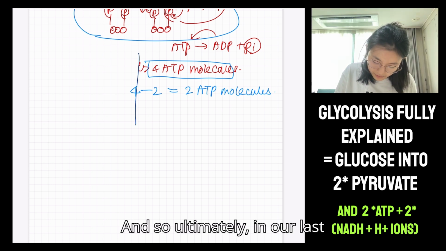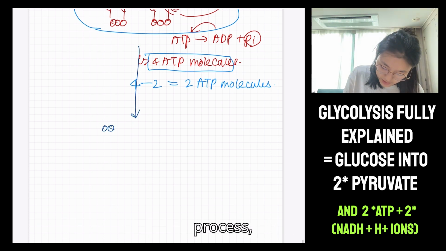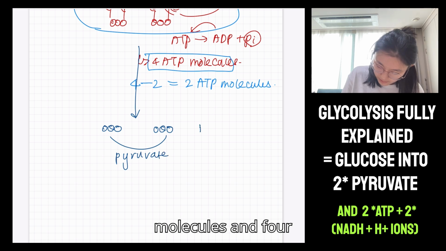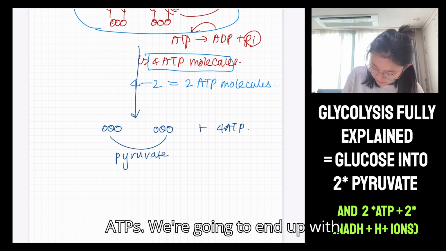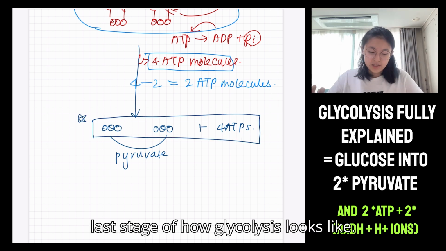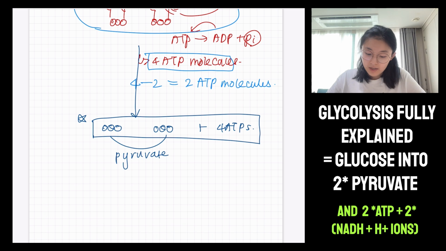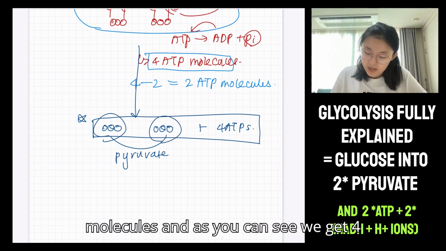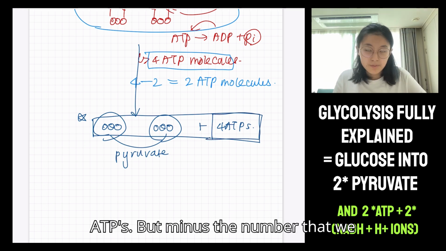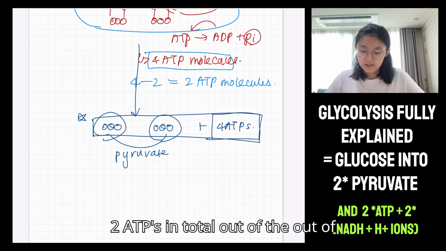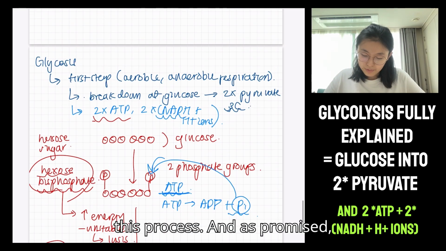And so ultimately, in our last process, we are going to get pyruvate molecules and 4 ATPs. We're going to end up with these. So this is pretty much the last stage of how glycolysis looks. Each of these is a pyruvate molecule individually, so we get 2 pyruvate molecules. And as you can see, we get 4 ATPs, but minus the number that we invested at the start, we're going to get 2 ATPs in total out of this process.